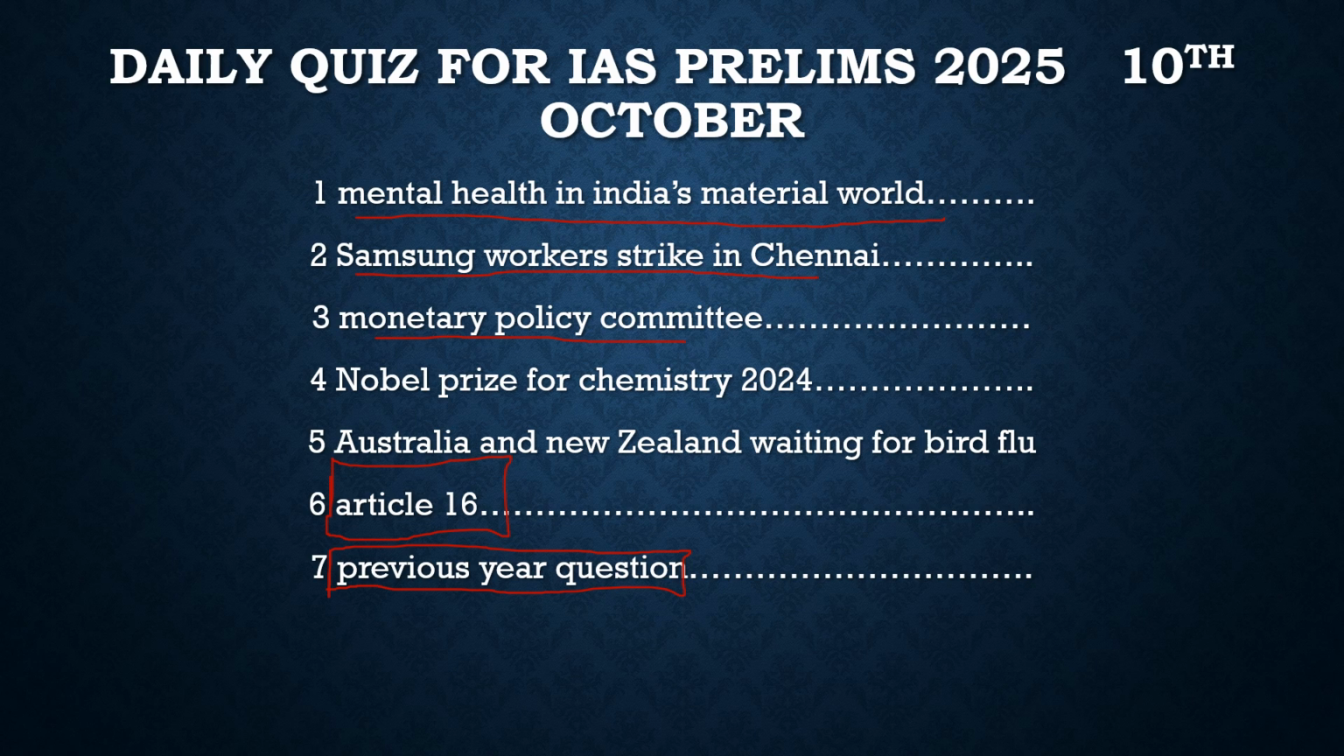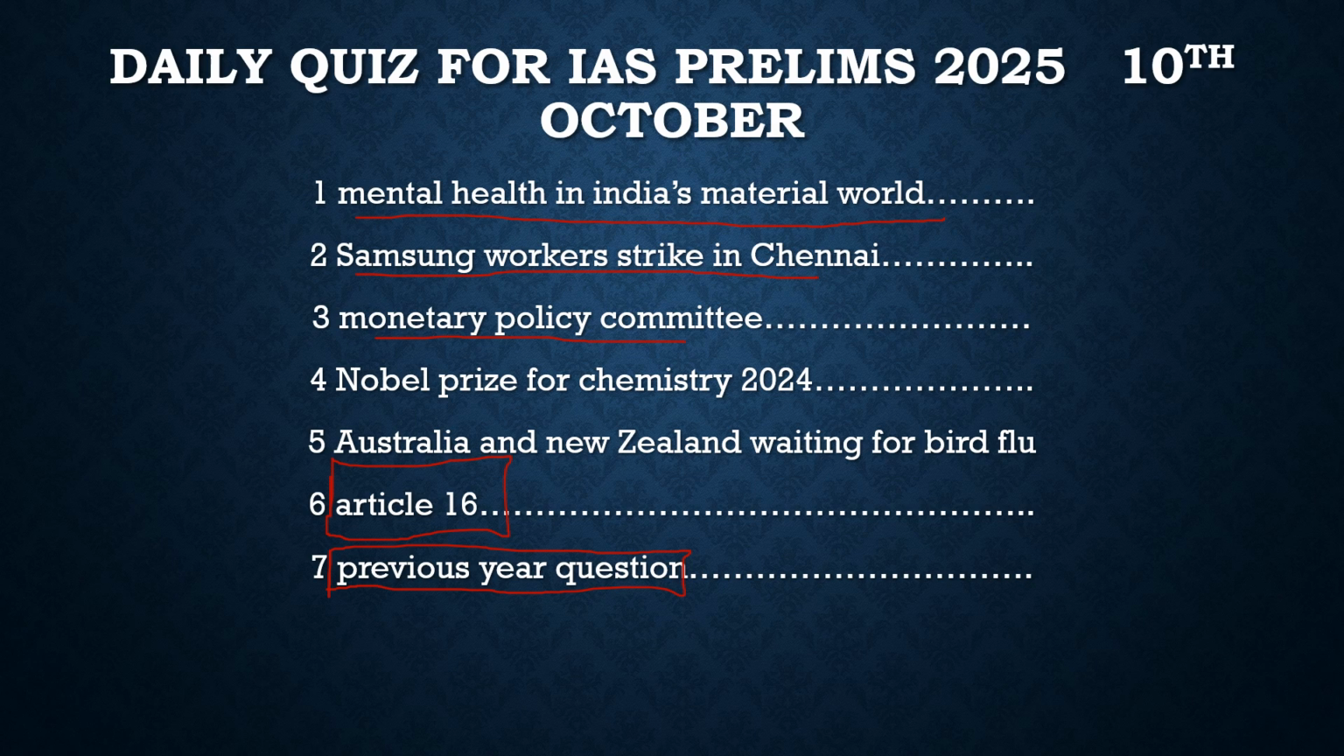With respect to it, what is the news? The RBI on Wednesday held the benchmark interest rate at 6.5% for the 10th consecutive meeting. So this is the news, and with respect to it, we will understand what the Monetary Policy Committee is. We will try to find out more about it with respect to the question which we are going to solve.